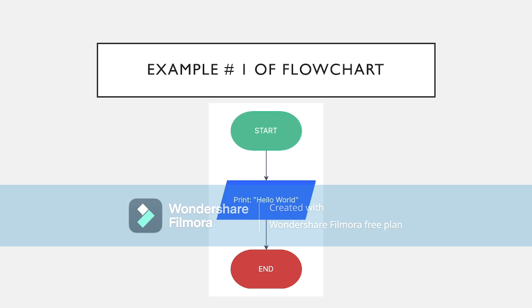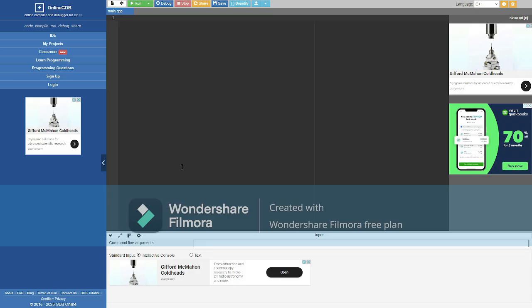Then we have an example of a flowchart. We can see that this flowchart is very simple. It starts, it shows the output of hello world, and then it ends. So now we are going to go into the compiler and make a code that prints out hello world. So here we are in our compiler, and now we are going to write the code for hello world.